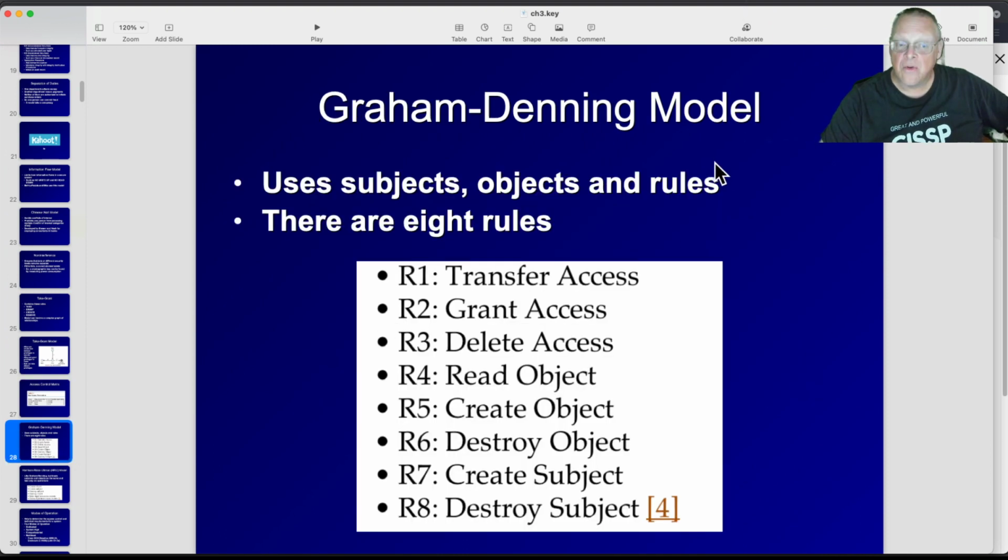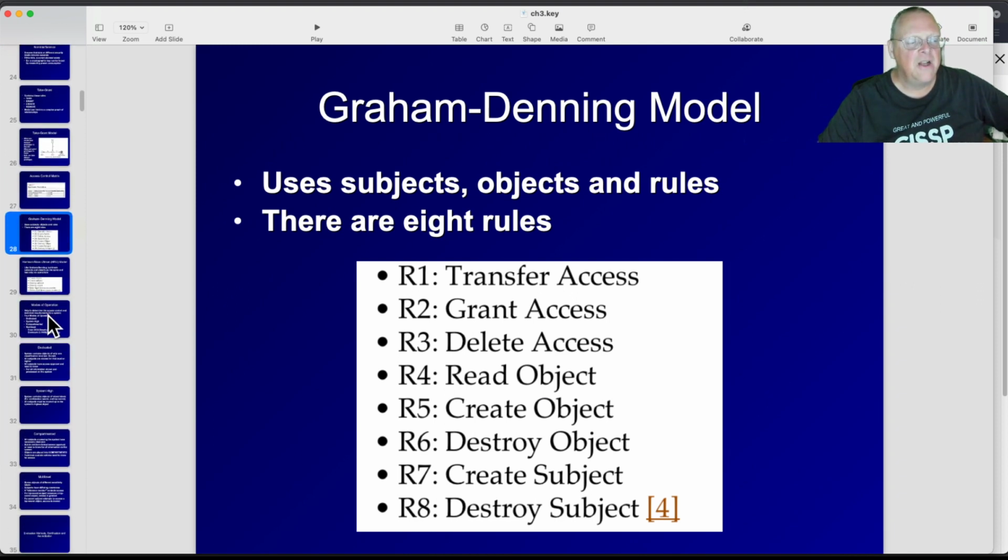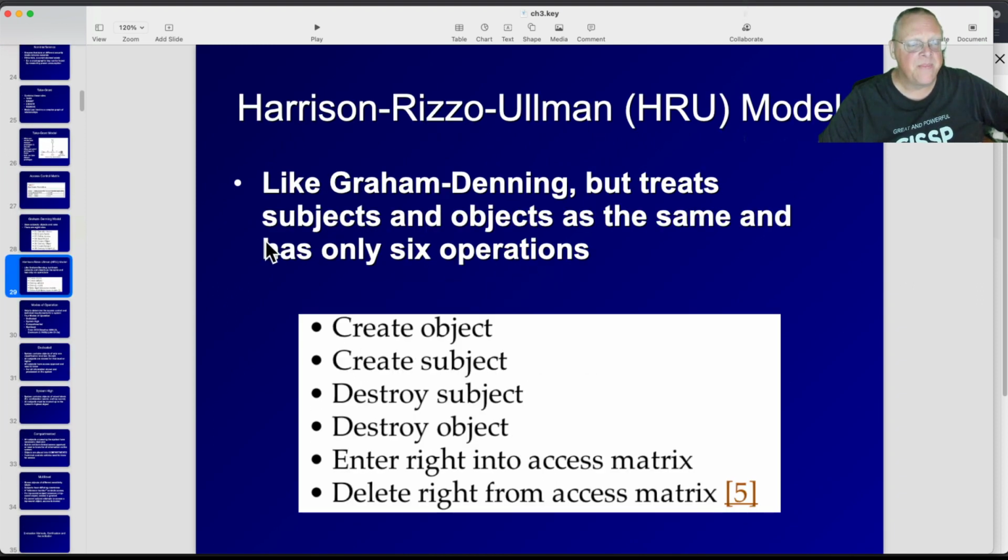And then there's the Graham-Denning model, where you have 8 rules: transfer access, read object, create and destroy object, create and destroy subject. These are all just different ways to try to formalize, listing all the things you can do, and then rules of when you're allowed to do them and when you aren't allowed to do them, to try to create a realistic structure you can put in a computer that will maintain your security policy. The HRU model is the same kind of thing, but it only has 6 objects: create object and subject, destroy objects and subject, add a right in the matrix, or delete a right from the matrix.